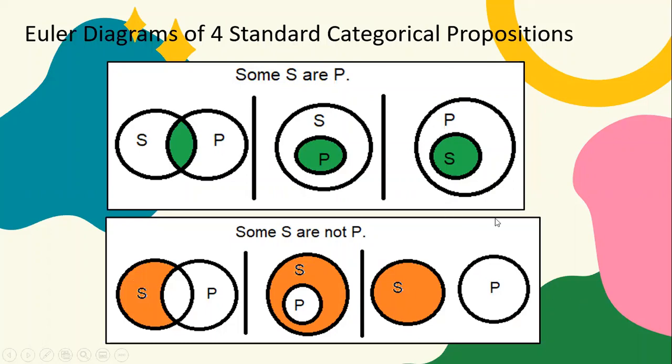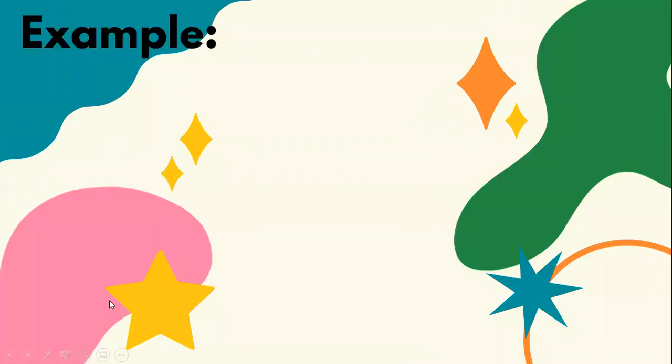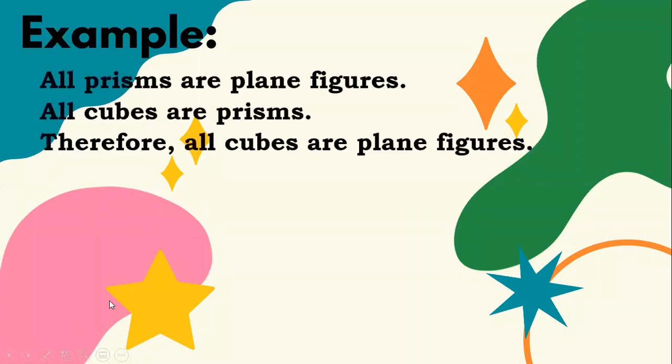Because we need to show the relationship of the categorical syllogisms, and based from the illustration of using a Euler's diagram, we will be able to determine whether the categorical proposition is valid or not. Okay? So ibig sabihin kung nag-exist pa siya or hindi. So katulad ditong first example natin. All prisms are plane figures. All cubes are prisms. Therefore, all cubes are plane figures.